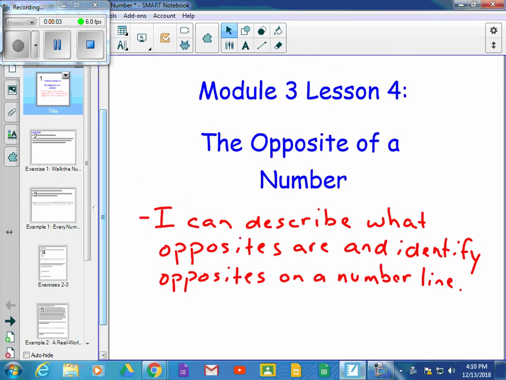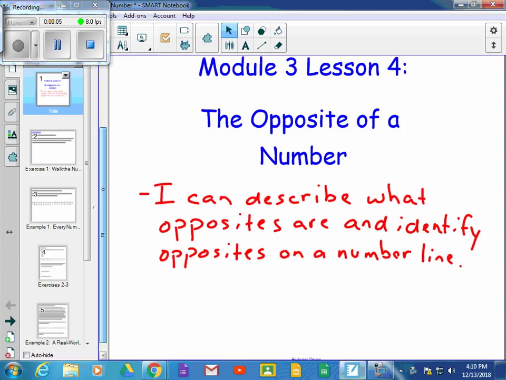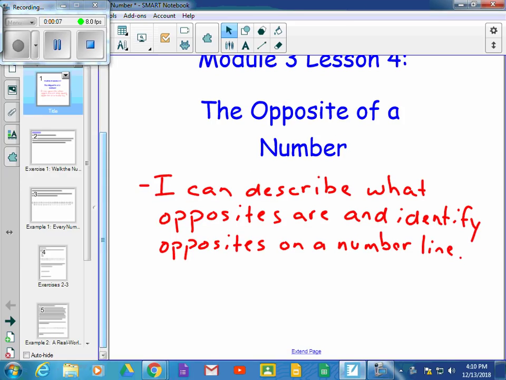Lesson 4, we're going to be talking about the opposites of numbers. And our goal is to describe what opposites are and identify opposites on a number line.